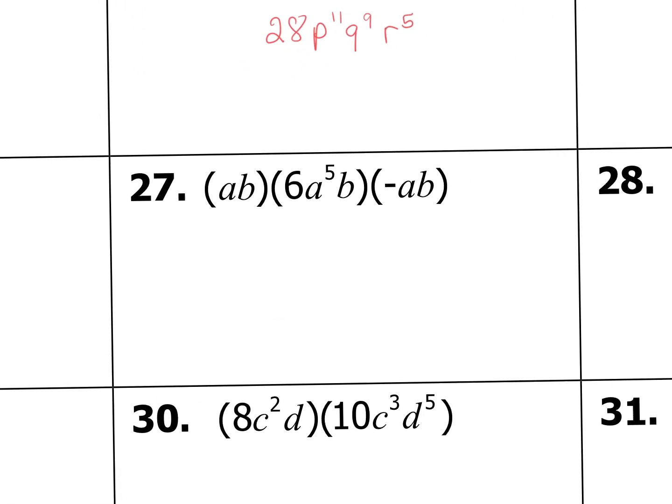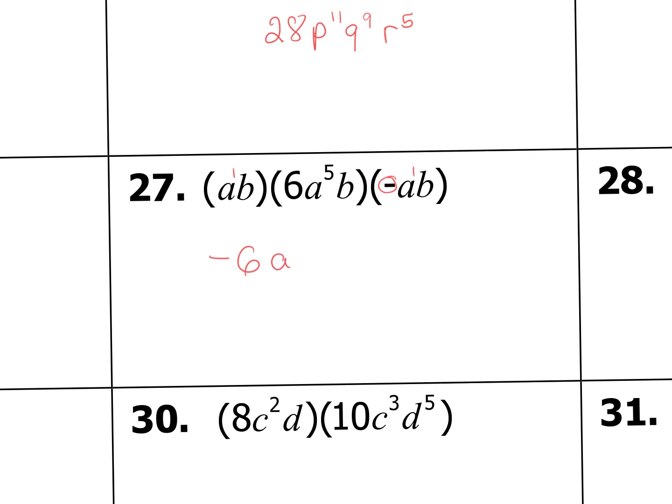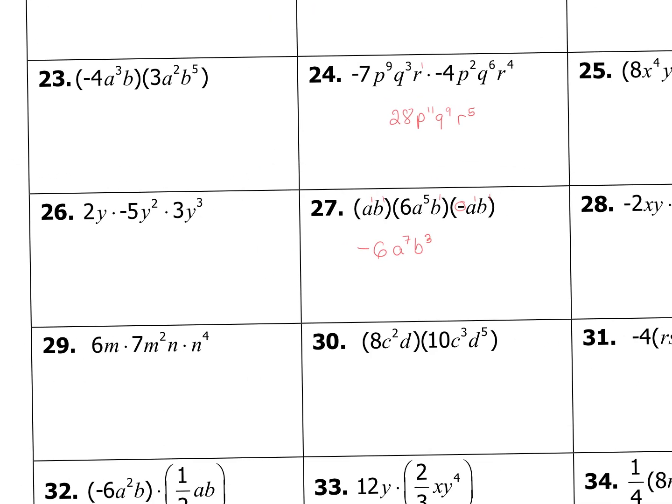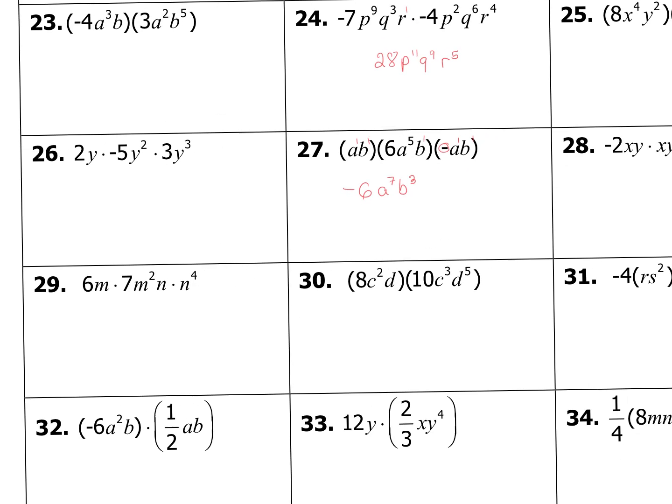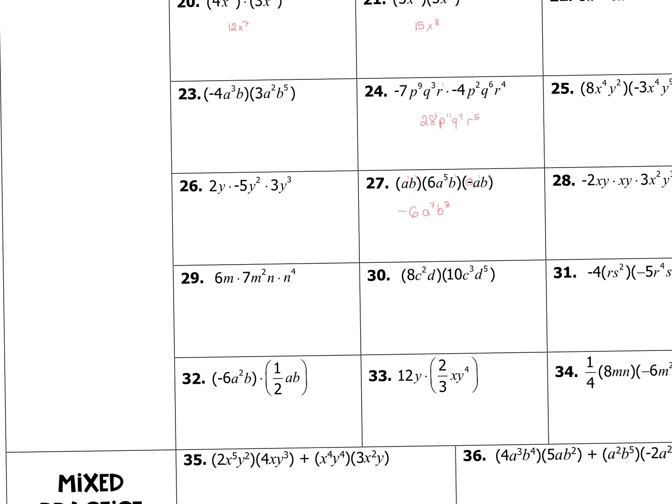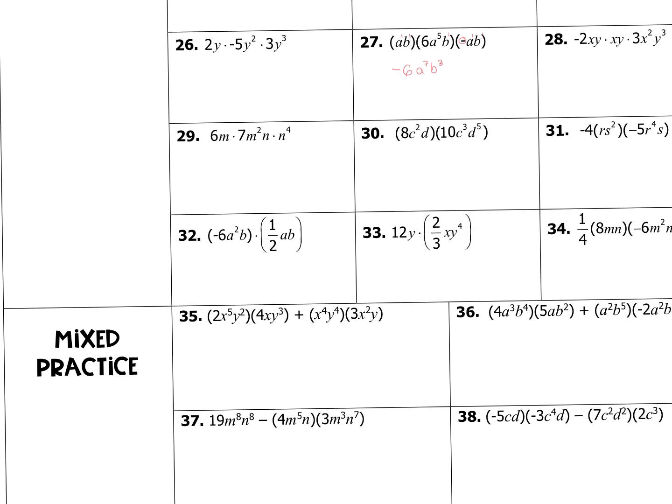This one, the first one doesn't have a coefficient, which is 1. So 1 times 6 is 6. 6 times negative 1 is negative 6 for the coefficient. A, 1 plus 5 plus 1, the total will be a to the 7. b, 1, 2, 3. So we have b to the 3rd. All right. You're going to take care of the rest on your own. Just keep the base and add the exponents.